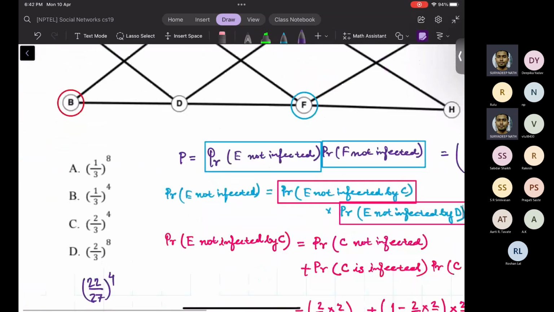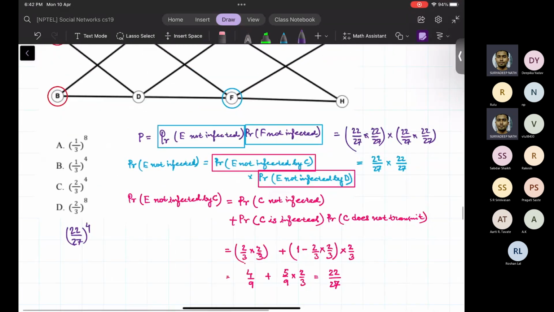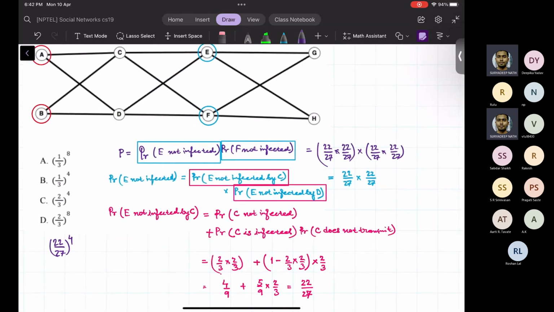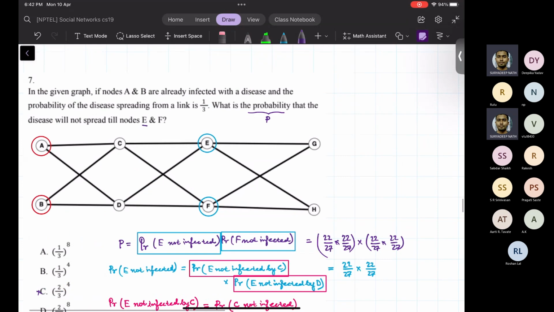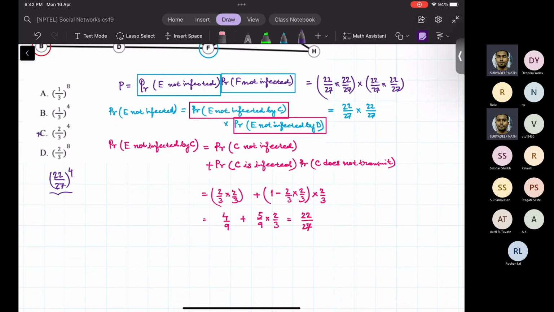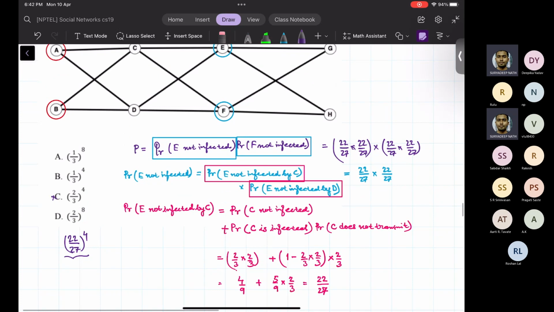So these options that are given are incorrect, and according to the legend, the right answer should have been 2/3, but this is not correct. This would be valid if they asked for nodes C and D, but they are asking for nodes E and F. So for nodes E and F, this is the probability that the disease will not affect. So this is 22/27 whole to the power 4.